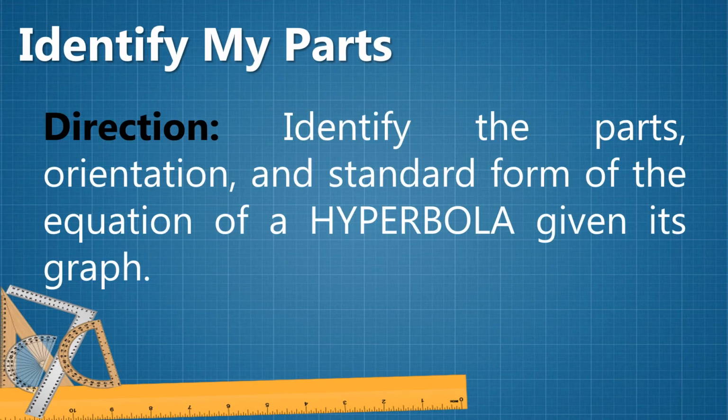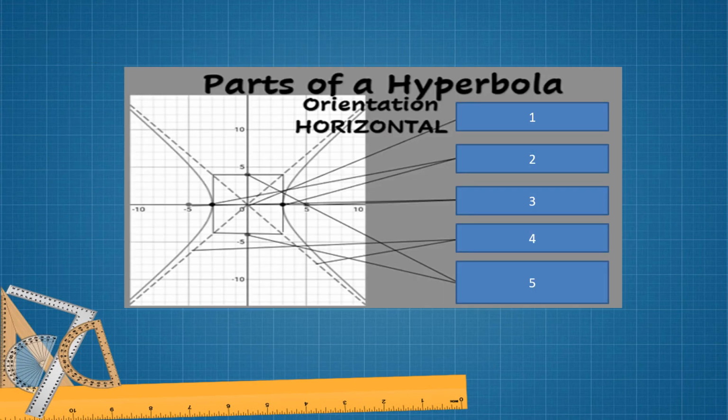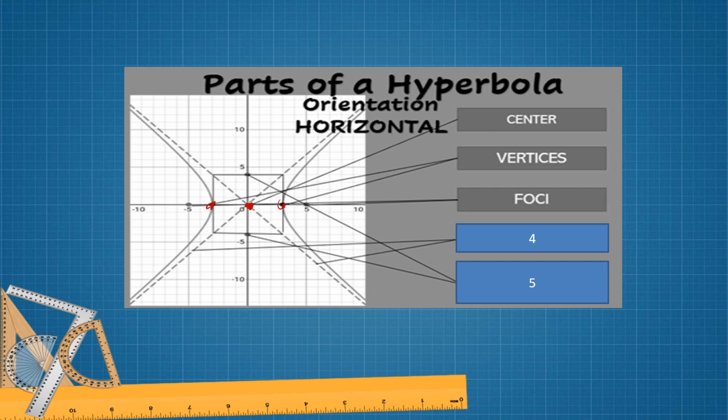Let's now identify the parts of the hyperbola. This is a hyperbola oriented horizontally. Number one is what we call the center. Here is the center, and the center is located at the origin. The second one is vertices. Here are the vertices. And the third one is the foci. Here are the foci. We can denote foci as F sub 1 and F sub 2, while vertices as V sub 1 and V sub 2. For the center, we can denote that as C. As you can see, vertices and foci are aligned horizontally because the hyperbola is oriented horizontally.